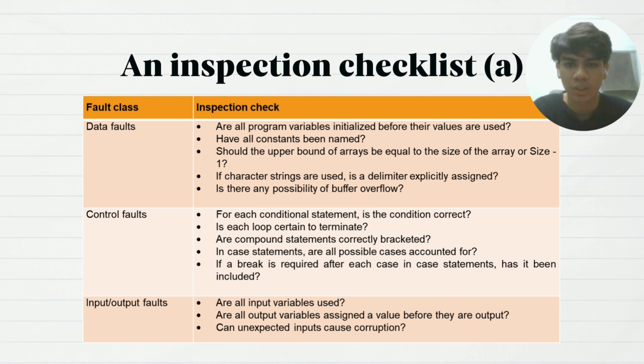For the fault class data faults, the inspection check we use is, are all constants named? Then for control faults, is each loop certain to terminate? And for input/output faults, are all input variables used? So that's it. We question ourselves.